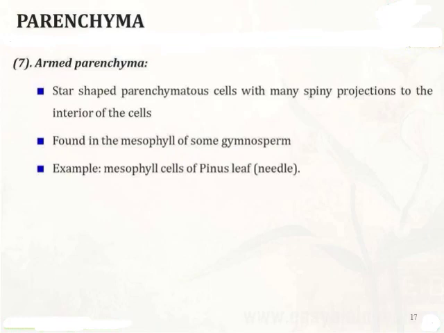The last type on the basis of function of parenchyma is armed parenchyma. Armed parenchyma is basically a parenchyma which is found in the epidermis of leaves in some gymnosperms. These cells have many spiny projections within the cell, and the main purpose of this armed parenchyma is defensive in function.